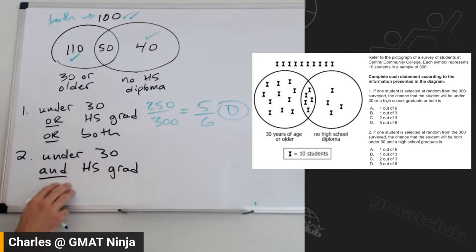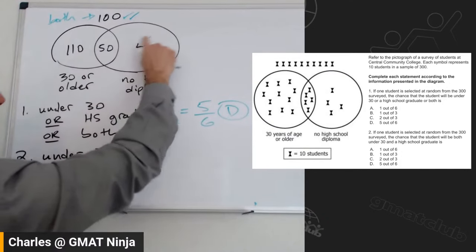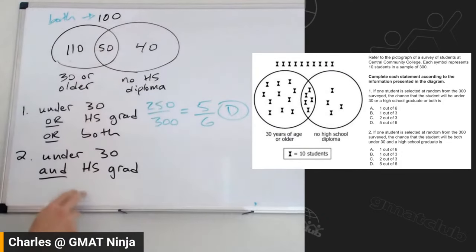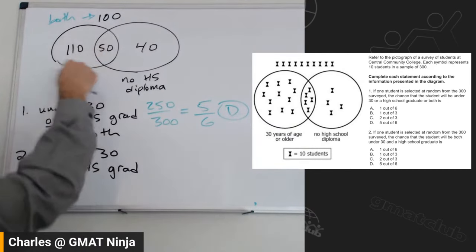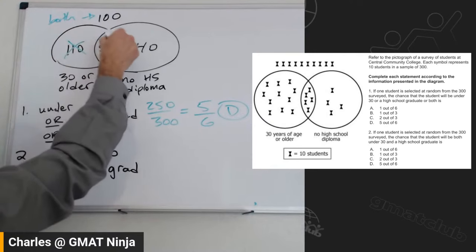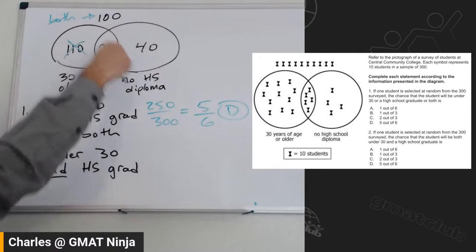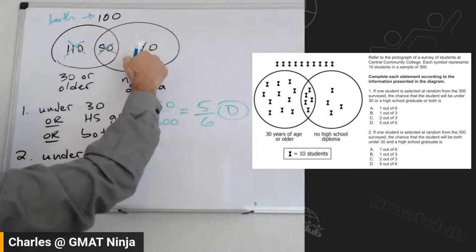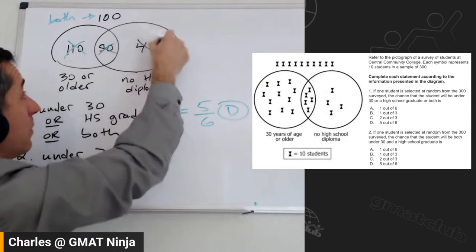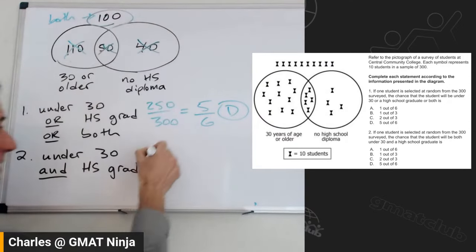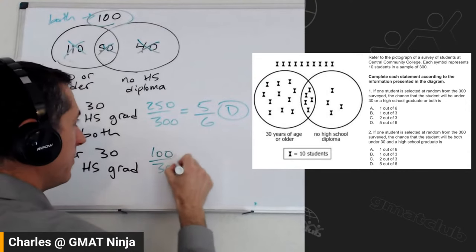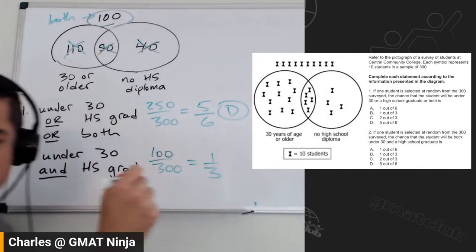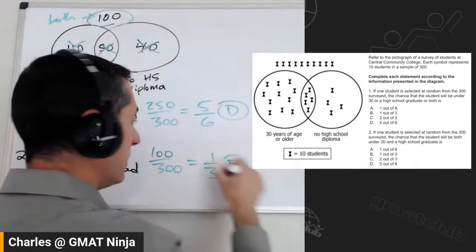All right, next one. What's the probability that somebody is under 30, I'm going to erase these little blue check marks here, under 30 and a high school graduate? Well, these are the ones that are 30 and older, so not them. So here's my under 30s and they're a high school graduate. Well, these are non-high school graduates. I want the high school grads right here, 100 out of 300. That's it, 1/3. And that answer is going to be B.